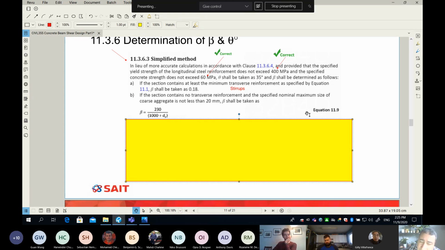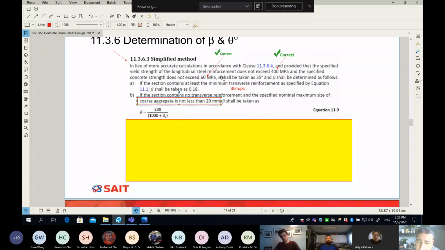The 10 millimeter aggregate is used only for small or thin members, like your basement slab. But in general, for our beams, we use 20 mils. This 20 mil is already satisfied because it says here coarse aggregate not less than 20 mil. The last one, let's forget it. So now it looks easier. Instead of using the more accurate method with this clause, we use this simplified approximate method, with two conditions: the yield of my rebar does not exceed 400, and my concrete is not more than 60, which already hold in my class.